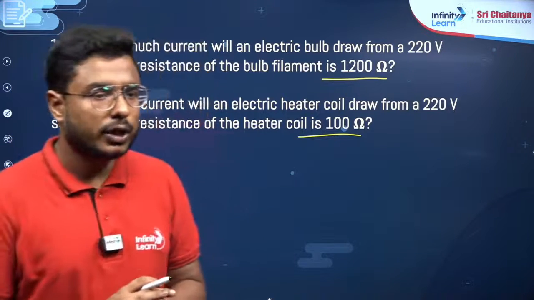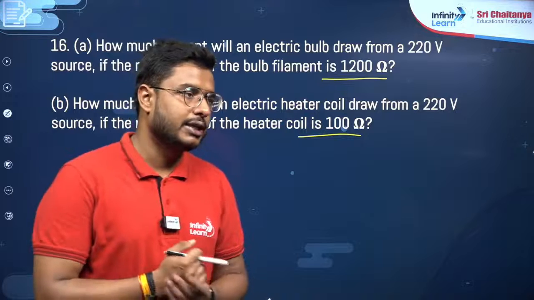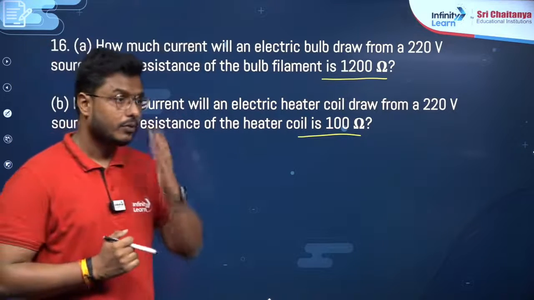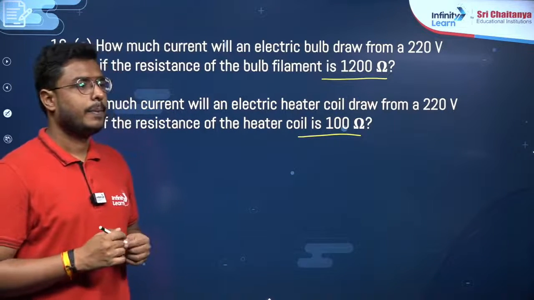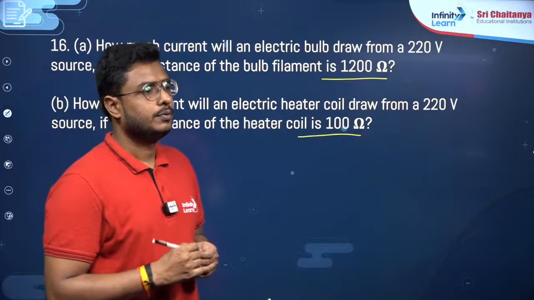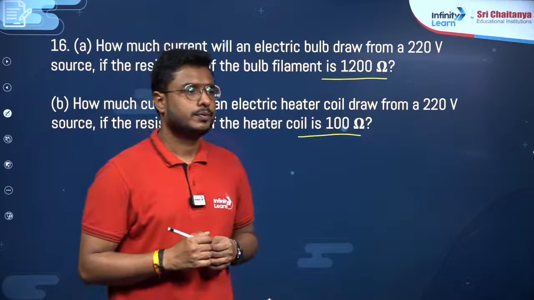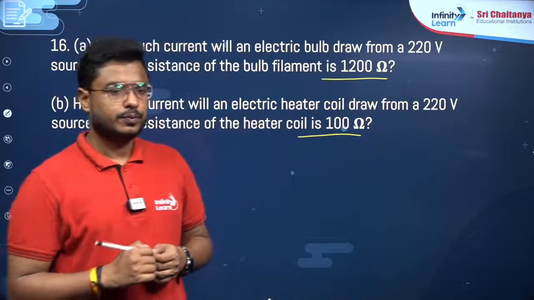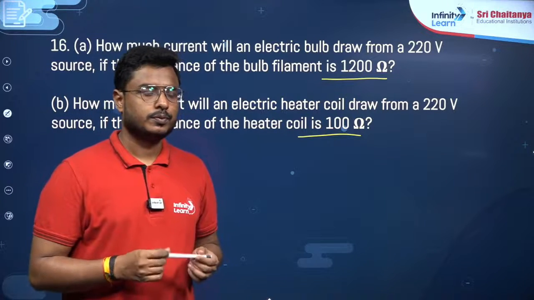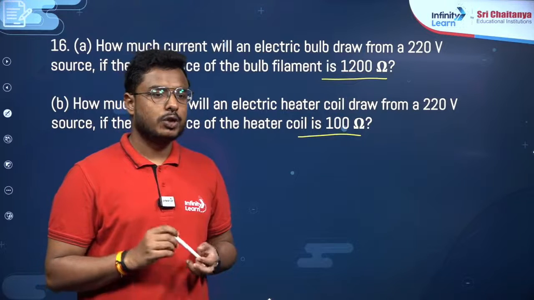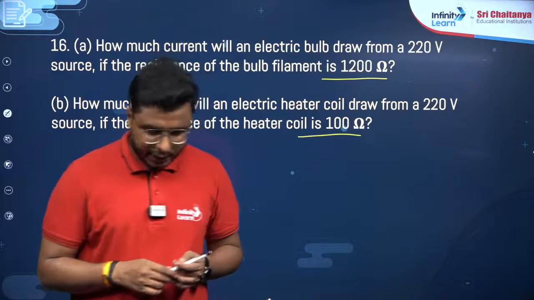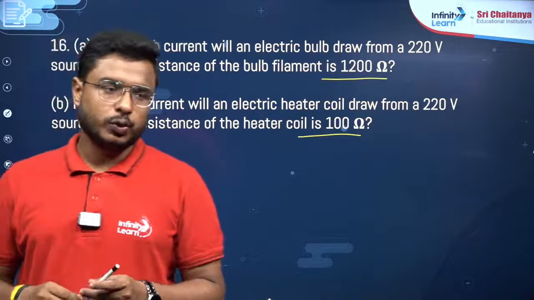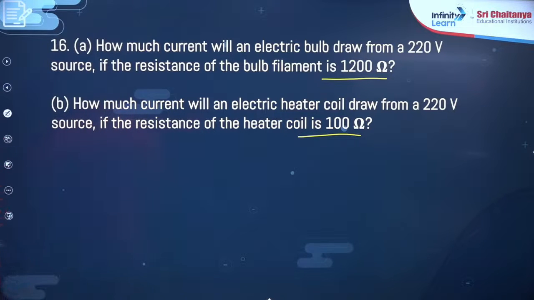Aditya is saying 10 to the power 21, with the decimal two places backwards. Yes, Aditya, correct. Quickly solve this, everyone. Easy question. You just need to put it in the formula. Definitely you will get the answer here.